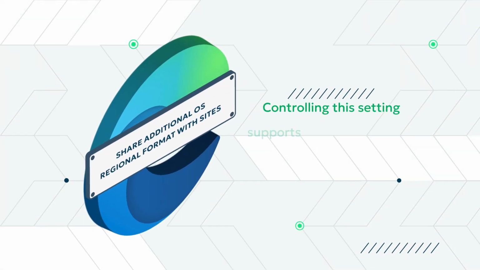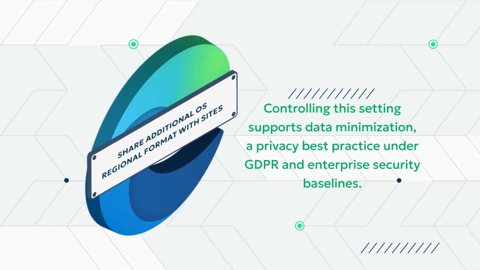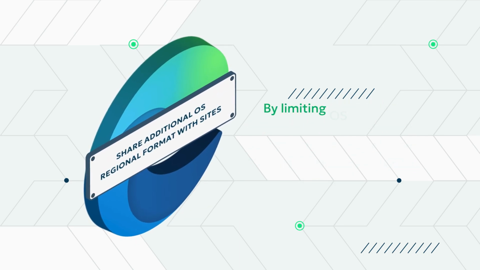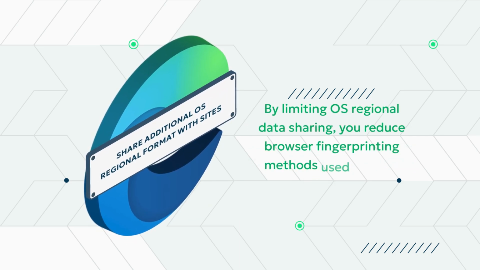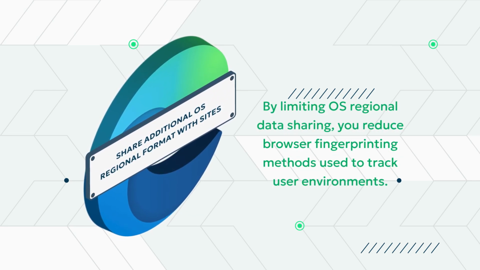Controlling this setting is part of data minimization, a privacy best practice under frameworks like GDPR and enterprise security baselines. By limiting OS regional data sharing, you reduce passive browser fingerprinting vectors that websites can use to track user environments.